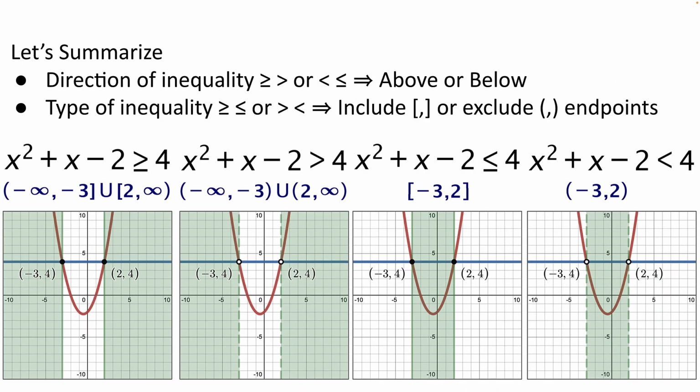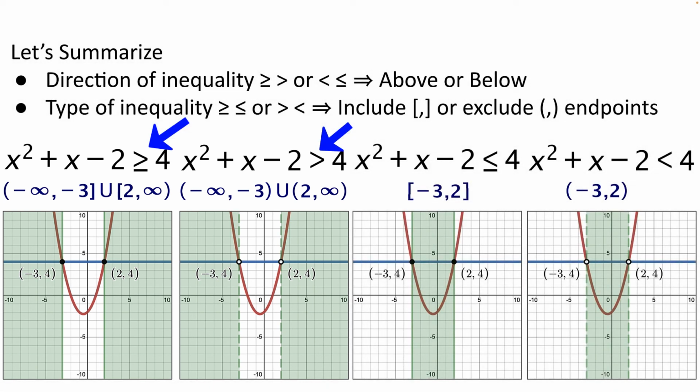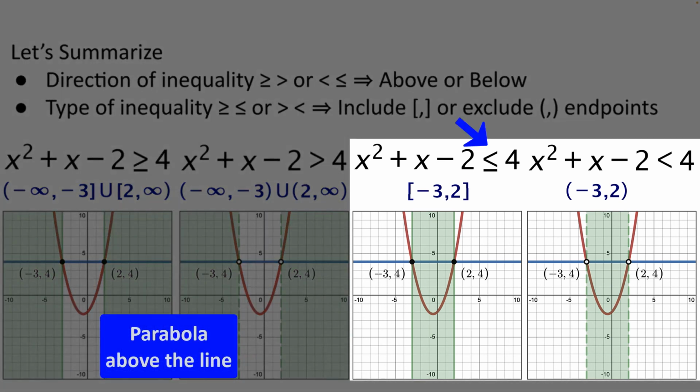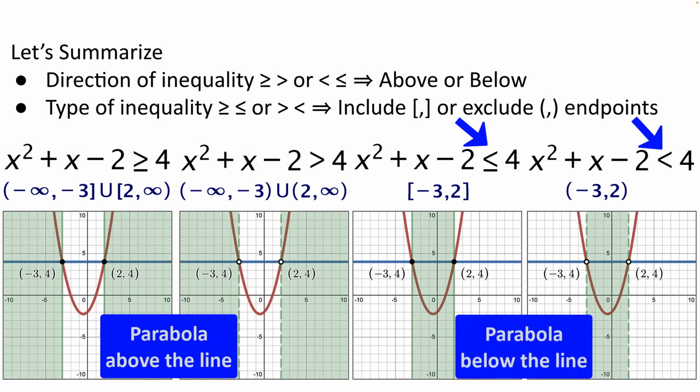Let's finish this video with summarizing what we've learned. The direction of the inequality, either greater than or equal to or strictly greater than, or less than or equal to, usually tells us we're looking for x values where the parabola is either above or below. In the first two examples where we were using greater than or equal to or strictly greater than, we were looking for the areas where the parabola was above the line. In the second two examples where we were looking at less than or equal to or less than, we were looking for the area where the parabola dips below the line.